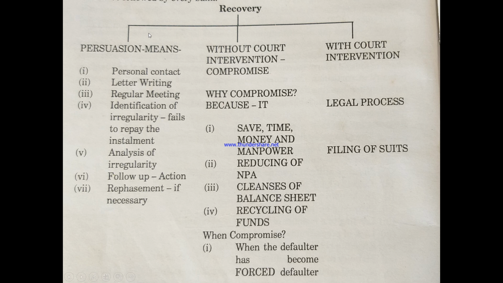Why is compromise needed? Because it saves time, money and power, reduces non-performing assets, cleanses the balance sheet, and allows recycling of funds. When has it to be compromised? When the defaulter has become a forced defaulter. And the third category, the last resort that the bank can take, is filing legal proceedings.